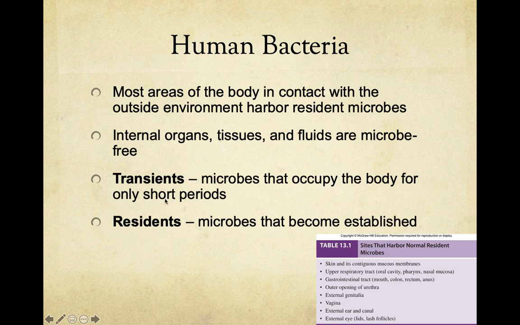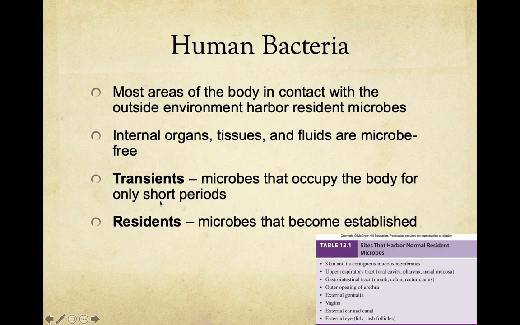You have transient microbes, the bacteria that are on your skin for a very short amount of time. These guys tend to be influenced rather highly by hygiene. You can wash them off by washing your hands, and that's what that concept is for. They live on you for a very short amount of time. You can wash them away.